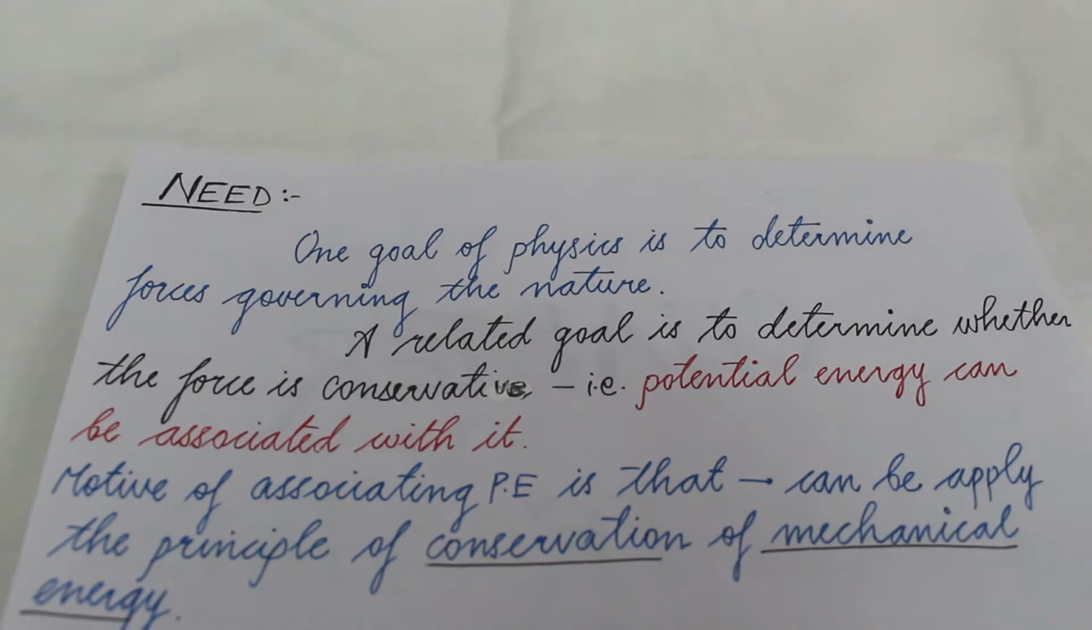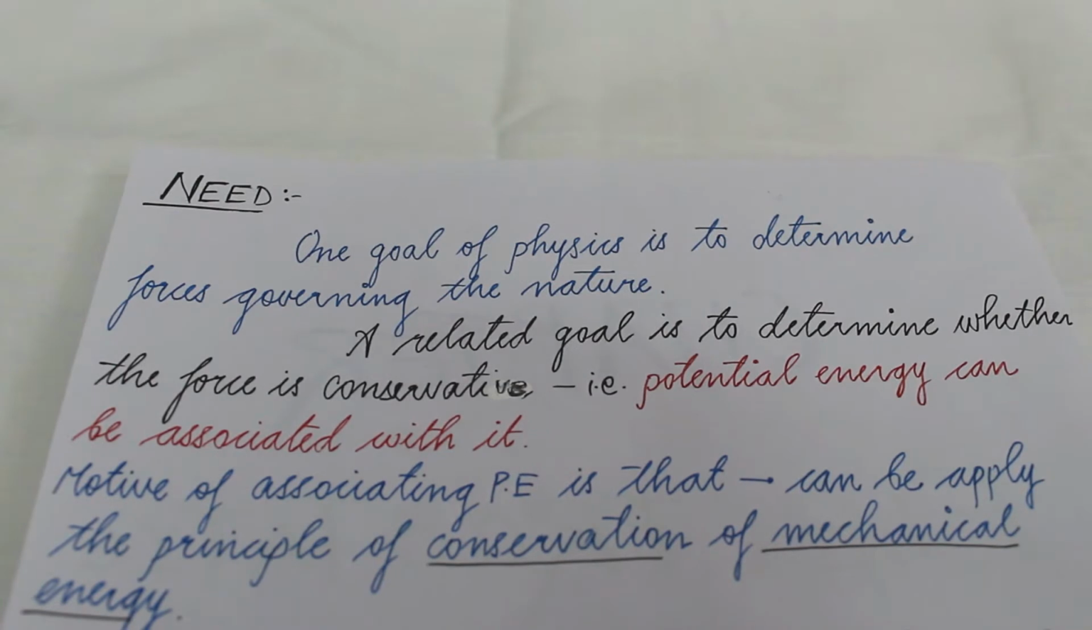Now, what is the motive of associating potential energy with the conservative force? The motive is, if an object has some kind of potential energy, then we can discuss other properties of the body by applying the law of conservation of energy. If a body possesses some potential energy, it can be converted into other forms of energy as well. So in this case we can apply the principle of conservation of energy.